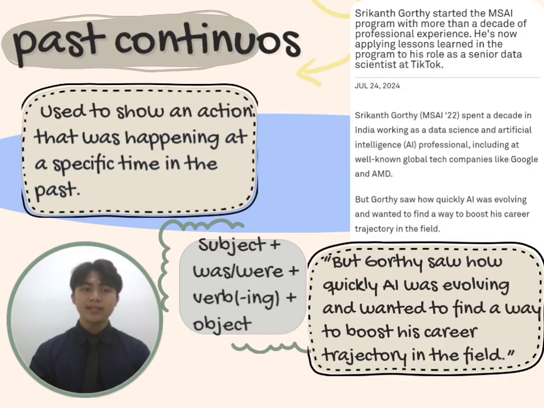And last but not least, we've got past continuous. Past continuous is used to show an action that was happening at a specific time in the past. The formula for past continuous is subject plus was or were plus verb ing plus object.